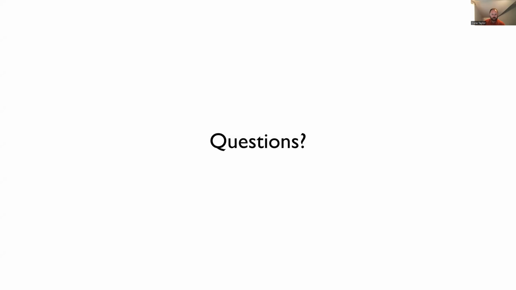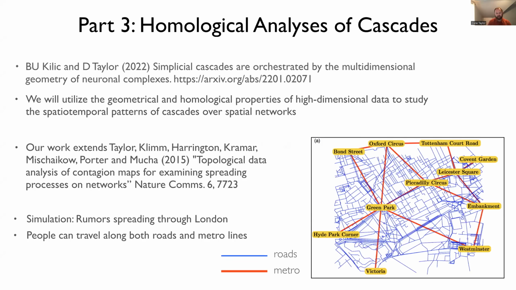For this third part, I guess it's pretty relevant. So this is built out of work with some people at Oxford back in 2015, and now we're extending it. We're basically looking at spreading processes over spatial networks that have both short range and long range connections. So this is roads in the metro in London.